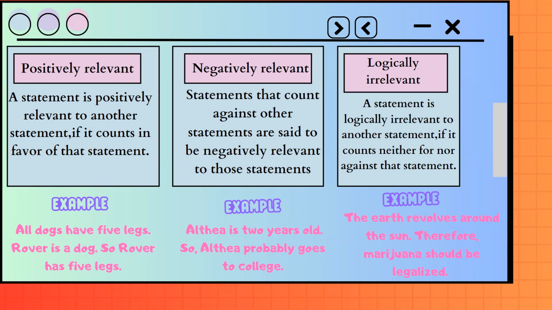The other one is logically irrelevant. A statement is logically irrelevant to another statement if it counts neither for nor against that statement. Here is an example: the earth revolves around the sun, therefore marijuana should be legalized. This premise provides not the slightest reason for thinking that the conclusion is either true or false. Thus, it is logically irrelevant to the conclusion. And let's move on.